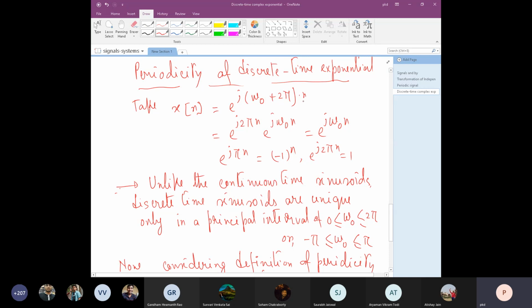So if I say exponential of j twice pi n equals 1, and it is an integer, exponential of j to some integer, omega 0 would be some integer value into n, exponential of jn.